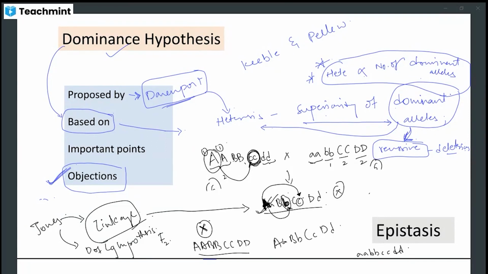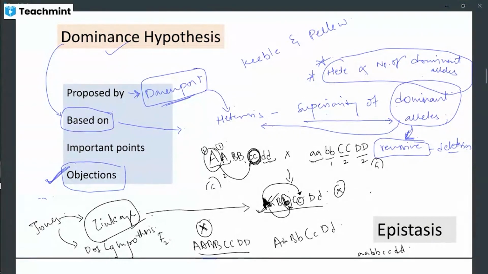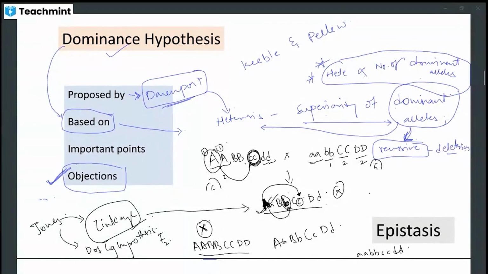Hope I'm able to make you understand that. So if the dominant allele of gene A is tightly linked with the recessive allele of gene C, then you can't see this type of genotype in the F2. And as this was an objection, Jones explained it with the dominance of linked gene hypothesis. That is, the dominant alleles are not always linked with other dominant alleles; they might be linked with the recessive alleles of the other genes. So that is the reason why you are not able to see a true heterotic individual in the F2. Is it okay, guys?